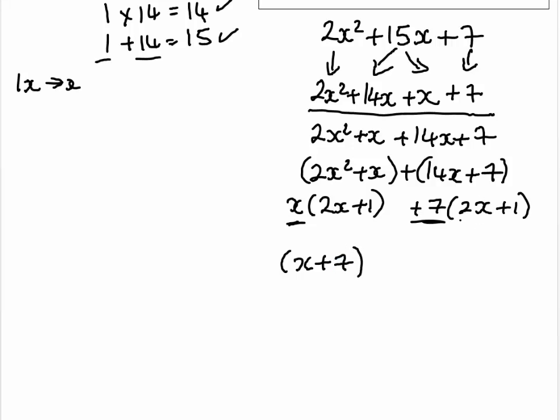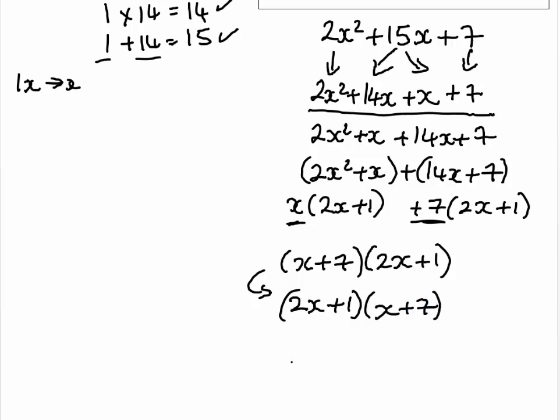Notice here we have 2x plus 1 and 2x plus 1. We only need one of them. Okay, so I'm just going to write next to it 2x plus 1. This is your final answer, but you know, it's always good to write it like this. Okay, and then you got x plus 7. I just personally think it looks neater. So this is your answer here.